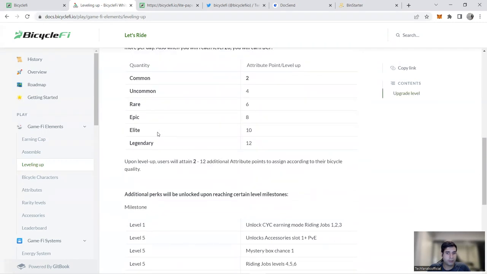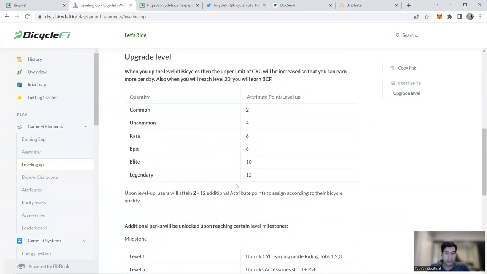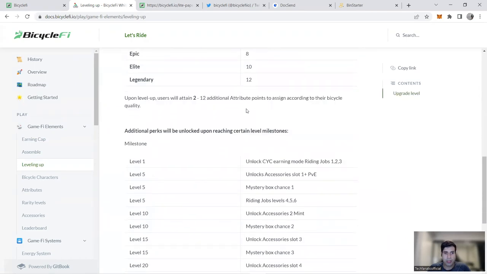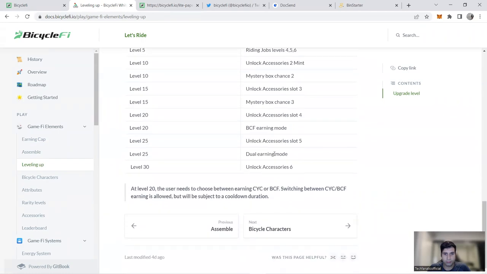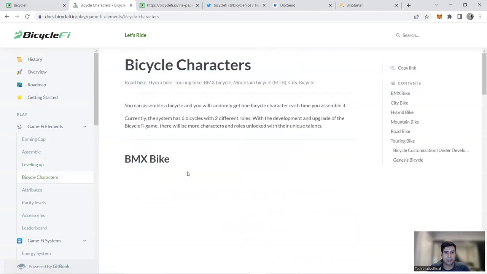And they have upgrade levels, so it can go all the way from common to legendary, which is the highest level. You can go all the way to level 12, whereas common is level 2. And once you reach level 20, then you will be able to earn BCF, which is the token that's going to be tradable on DEXs. Before that, you're going to be dealing with the CYC token. And additional perks are going to be unlocked in each level as well, which the most important probably for people would be that BCF token. So it's not from the start.